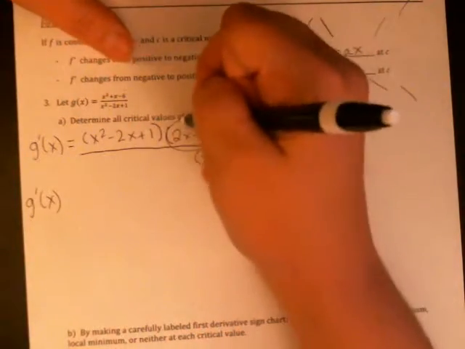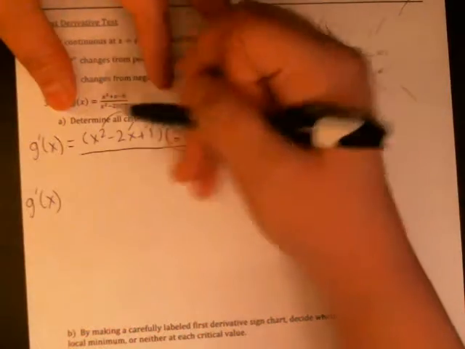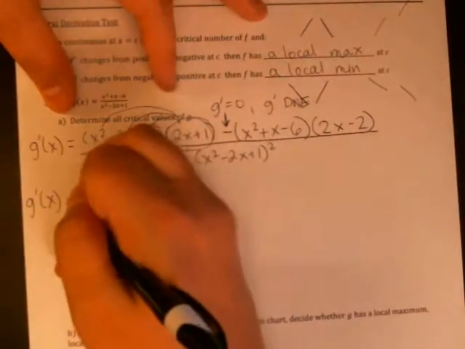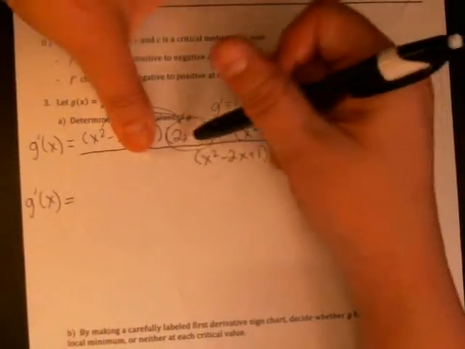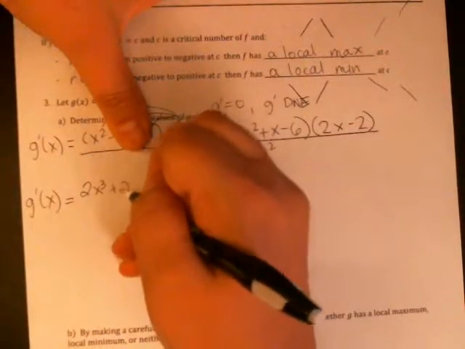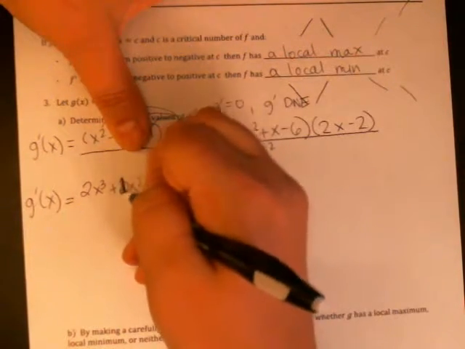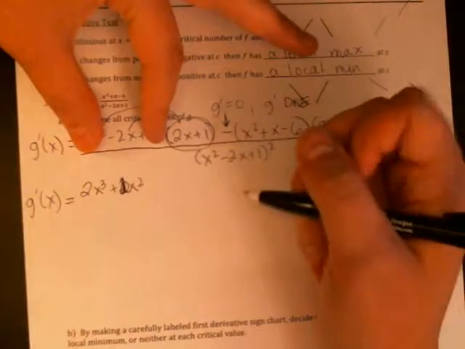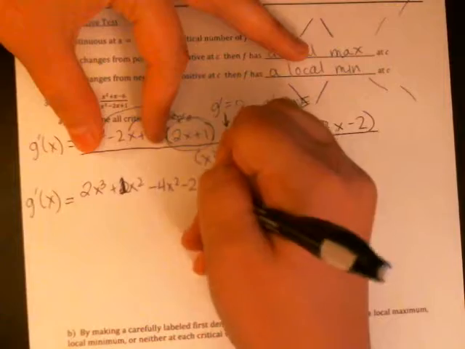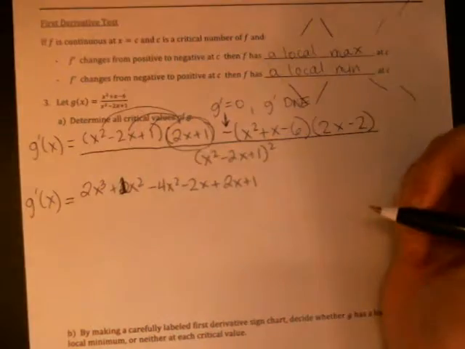So this 2x plus 1, I'm going to go ahead and distribute it through. You could think about this opposite as well. Take this whole quadratic and distribute it through, whichever way. So when I multiply the 2x plus 1 by an x squared, I get a 2x cubed plus, not 2, 1 x squared. And then when I multiply the whole thing by negative 2x, I get a negative 4x squared minus 2x. And when I multiply it by 1, I get a 2x plus 1.